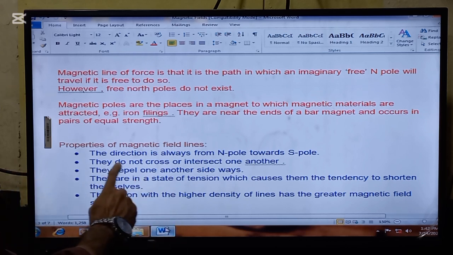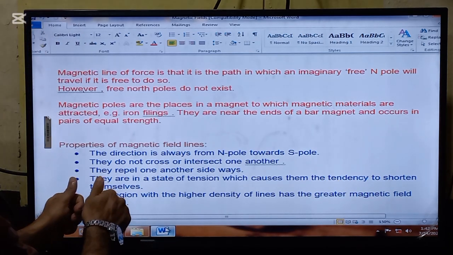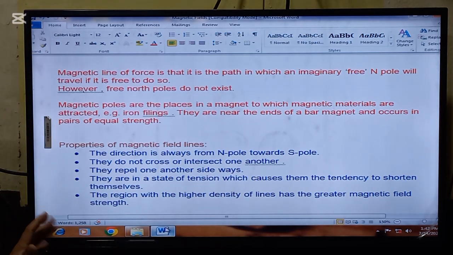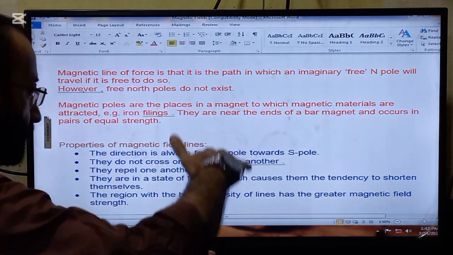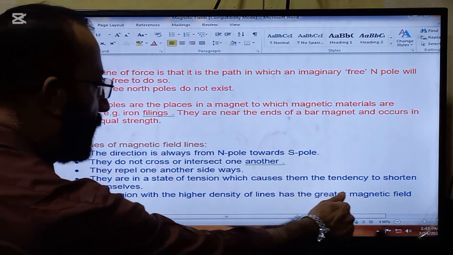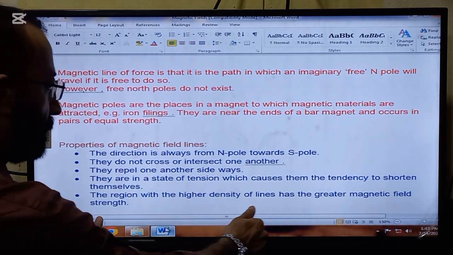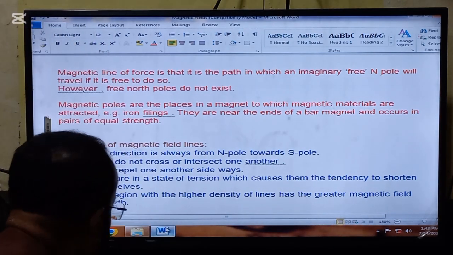So first property, the direction is always from north to south pole. Second, they do not cross or intersect one another. Number 3, they repel one another sideways. Next, they are in a state of tension which causes them the tendency to shorten themselves. And finally, the region with the higher density of lines has the greater magnetic field strength.